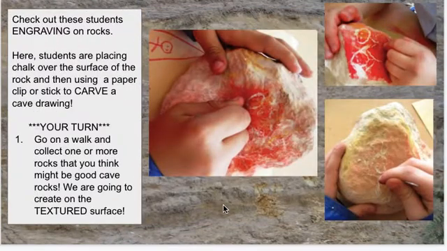Check out these students engraving on rocks. Here students are placing chalk over the surface of the rock and then using a paper clip or a stick to carve a cave drawing. Now it's your turn. For your first step, go on a walk and collect one or more rocks that you think might be good cave rocks. We are going to create cave art on the textured surface.